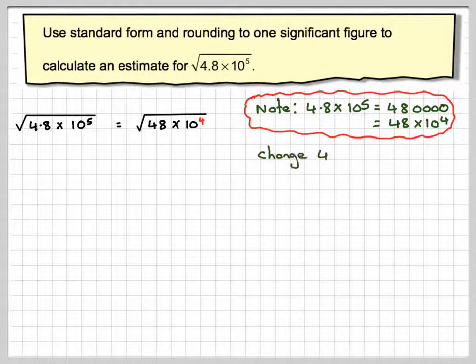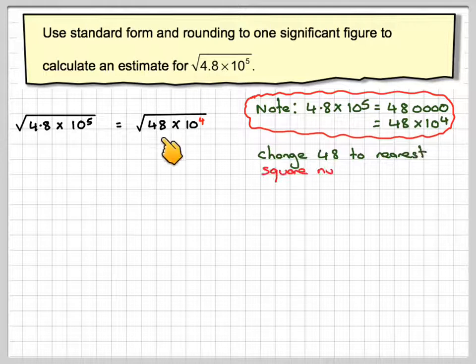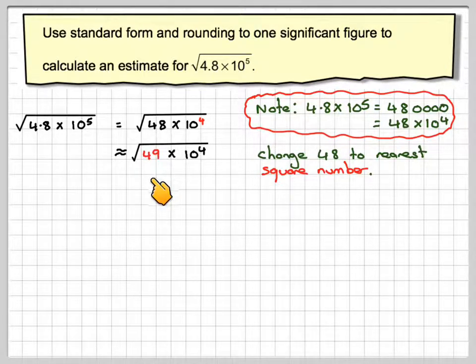Now the next thing you do is you change the 48, whatever number you get here, to the nearest square number. So the nearest square number to 48 is 49. So this becomes approximately equal to the square root of 49 times 10 to the 4. Now, with square roots, if you're multiplying, you can separate them up. So it becomes the square root of 49 times the square root of 10 to the 4.